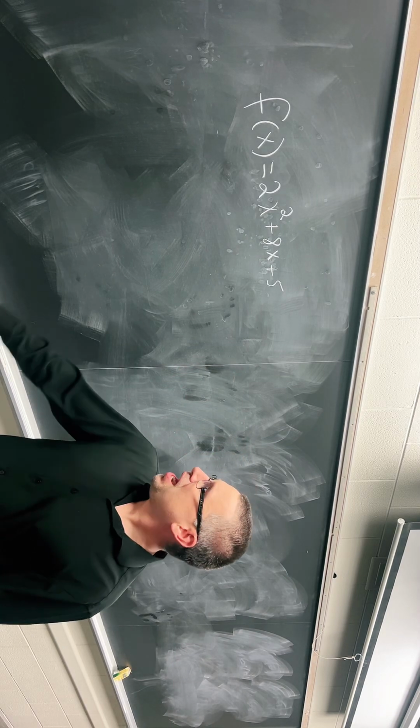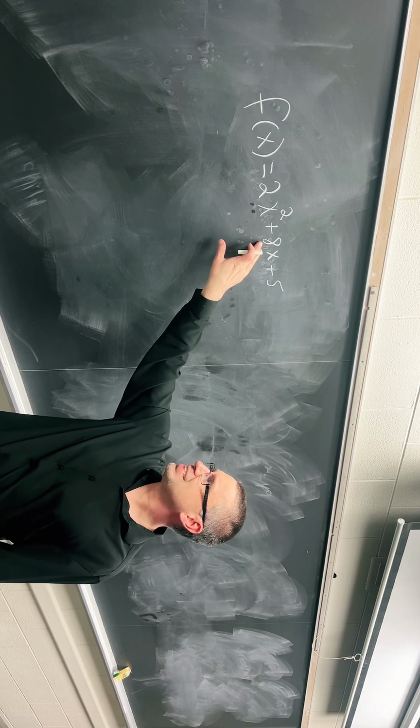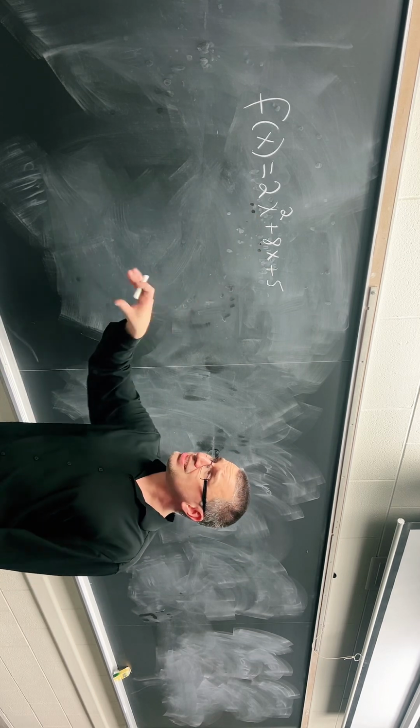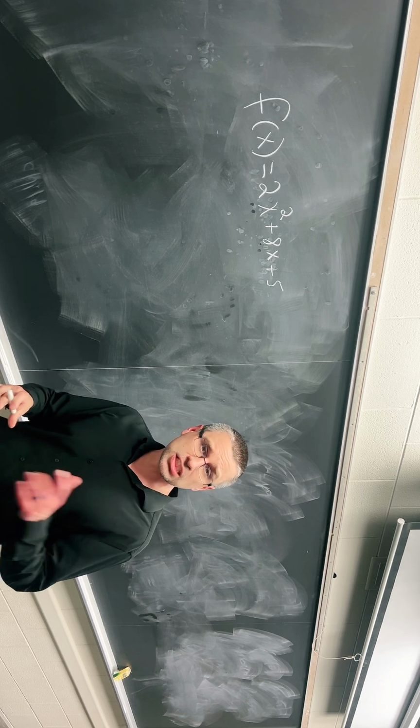So here we have a quadratic function. We have f of x is equal to 2x squared plus 8x plus 5. We're asked to take this quadratic and put it into vertex form. So what in the heck is vertex form?